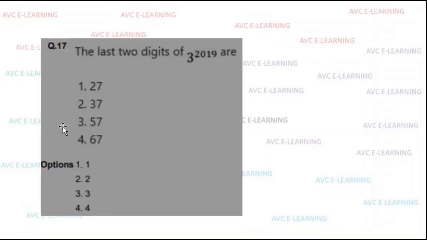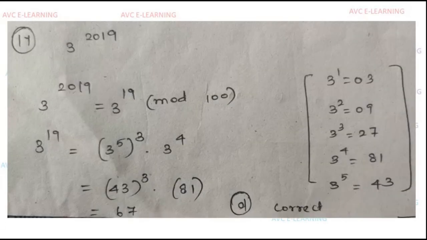Next question. The last two digits of 3 power 2019 are: first one is 27, second one is 37, third one is 57 and fourth one is 67. Now the last two digits means we take mod 100. Here 2019 mod 100 means 19 is the remainder. So it is sufficient to find the last 2 digits of 3 power 19.